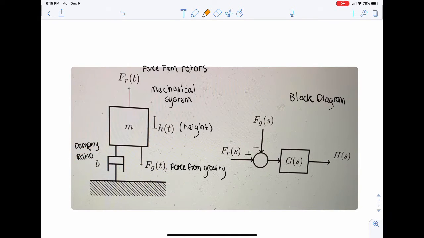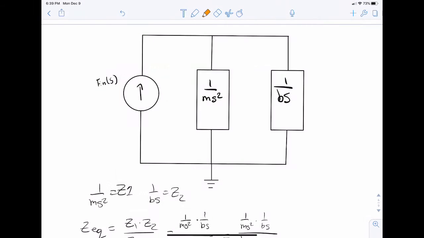The image on the right represents the block diagram of our plant. F_g(s) is represented as a disturbance and is gravity impacting our system. F_r(s) is the force from our rotors on our system. G(s) is our transfer function, which will be calculated shortly, and H(s) is our height output variable. After we have our model and block diagram for the UAV, we can get the impedance network for the UAV. Here is the equivalent impedance network.